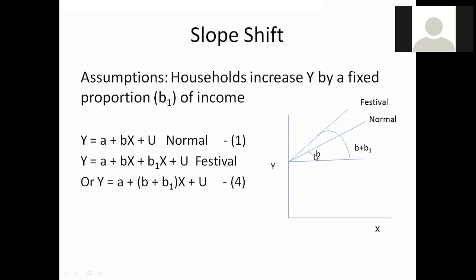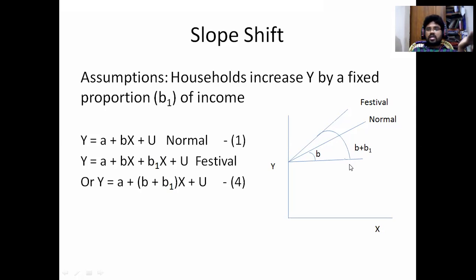Yes sir. See, this is the normal period slope. This is the festival period slope. Nothing but if income increases, how much does consumption change? Due to income changes, how much does consumption change in the normal period? So if income changes, how much can it lead to an increase in consumption? This is the festival season.